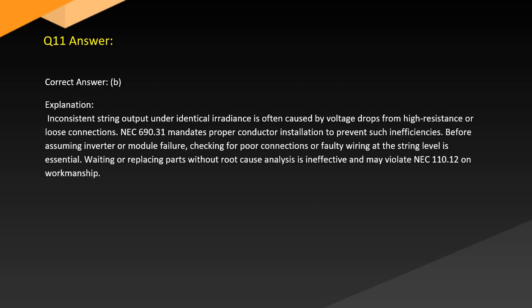Answer. Correct answer: B. Explanation. Inconsistent string output under identical irradiance is often caused by voltage drops from high resistance or loose connections. NEC 690.31 mandates proper conductor installation to prevent such inefficiencies. Before assuming inverter or module failure, checking for poor connections or faulty wiring at the string level is essential. Waiting or replacing parts without root cause analysis is ineffective and may violate NEC 110.12 on workmanship.